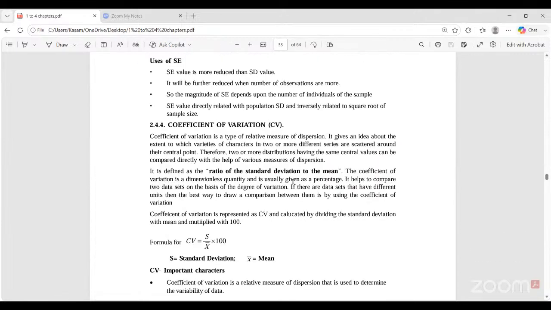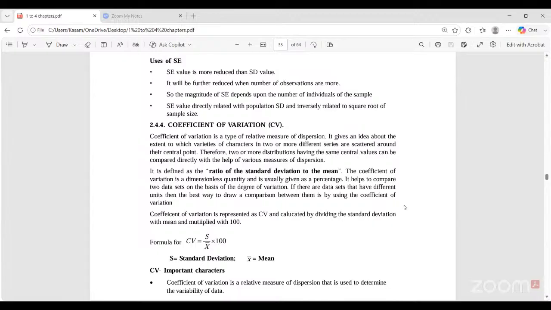Sorry, coefficient of variation, CV. The formula for coefficient of variation is CV is equal to S by x bar into 100, where S is the standard deviation and x bar is the mean.